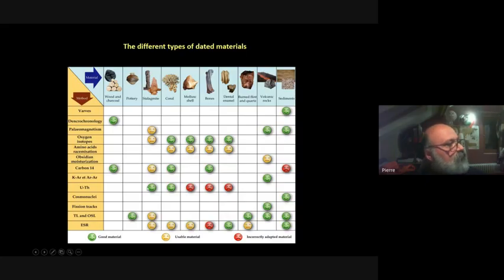For example, for the C14, you see here, it is possible to apply it on wood and charcoal, coral, bones, and a small part on speleothem, and that's all. If you find only burnt flint, volcanic rocks, or quartzite sediment, you cannot use this method. And you see it's the same for all the different methods.